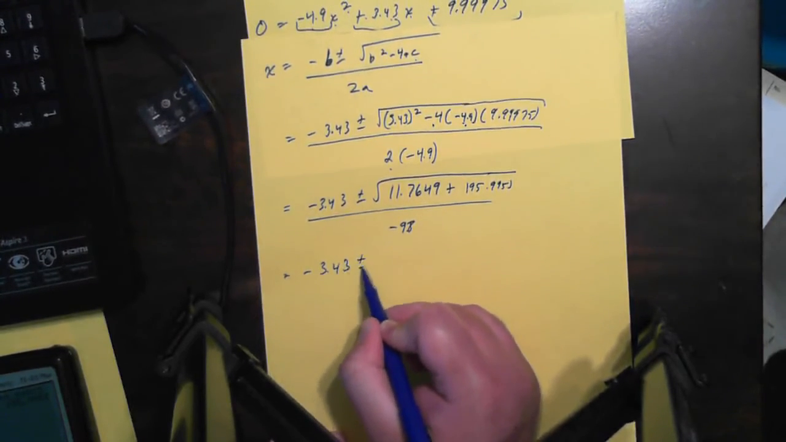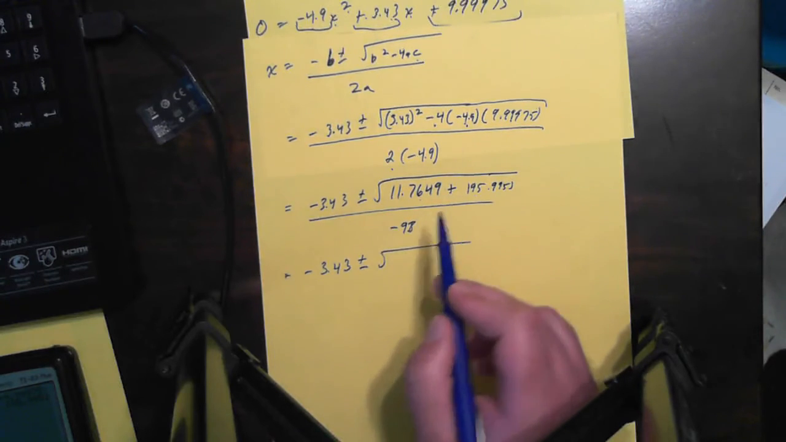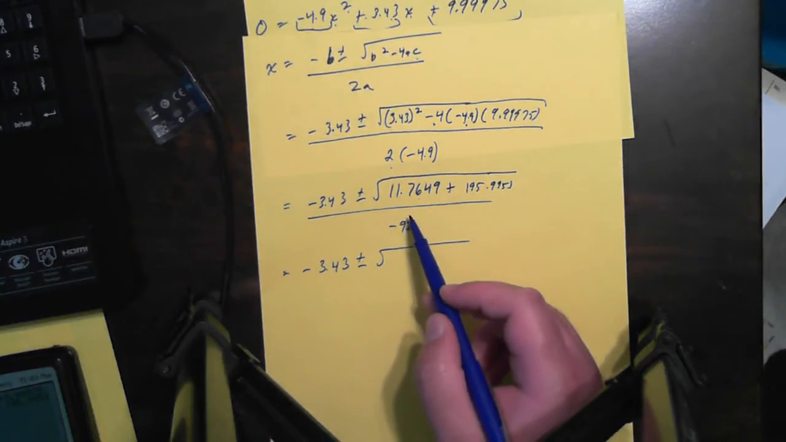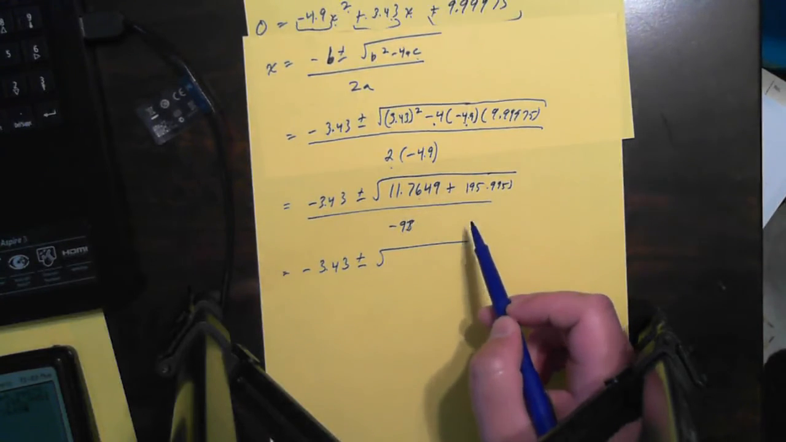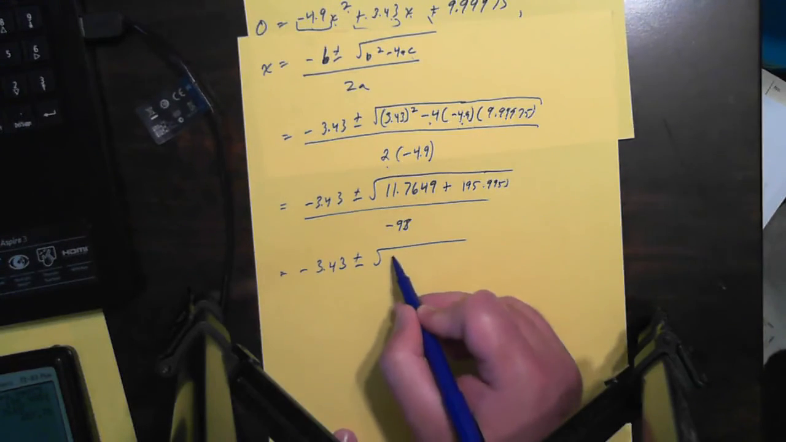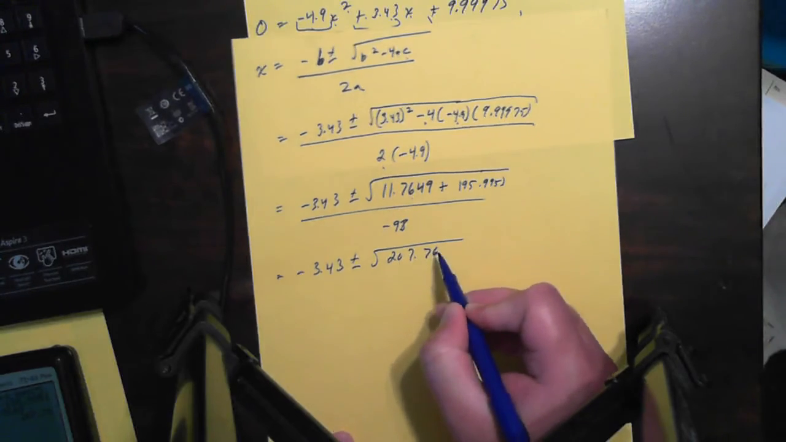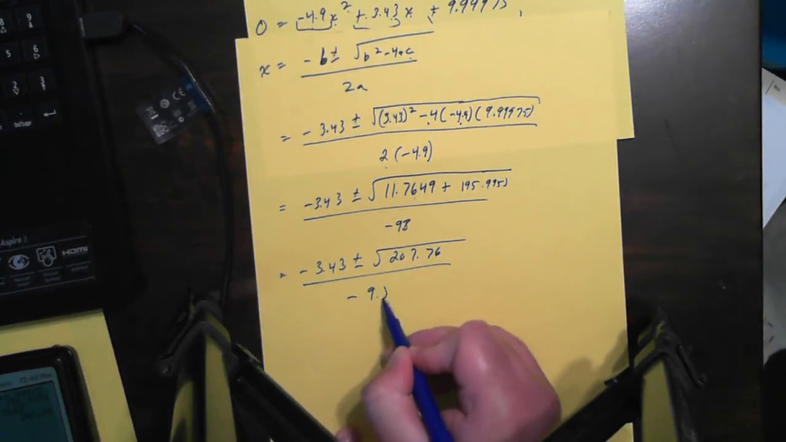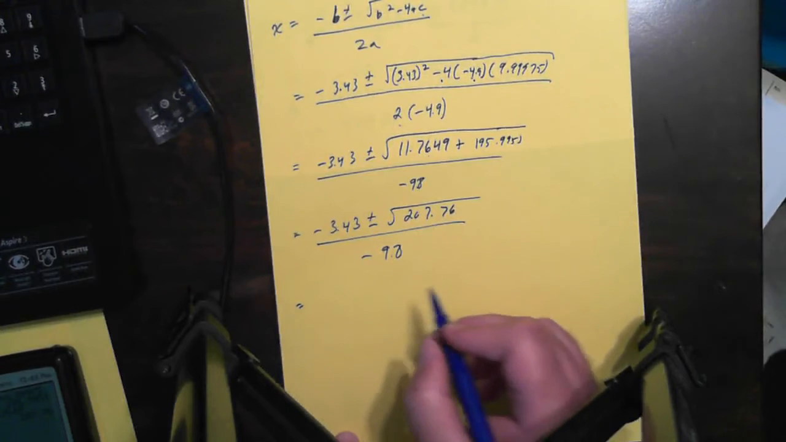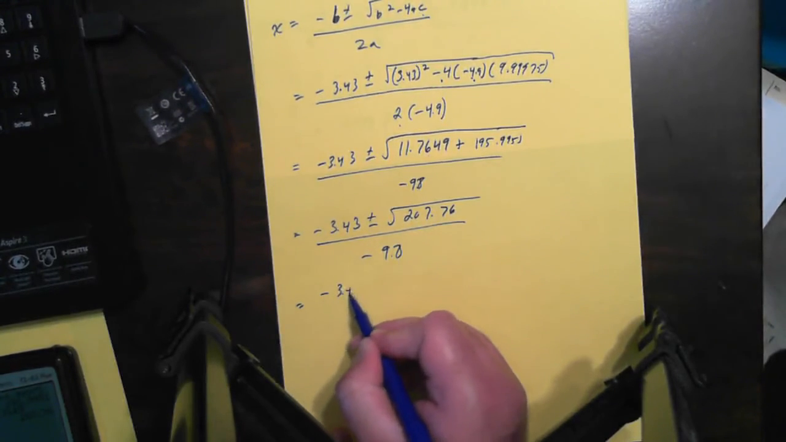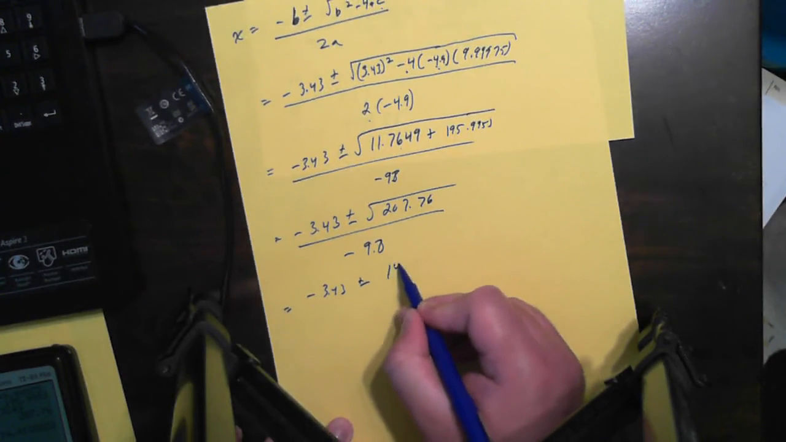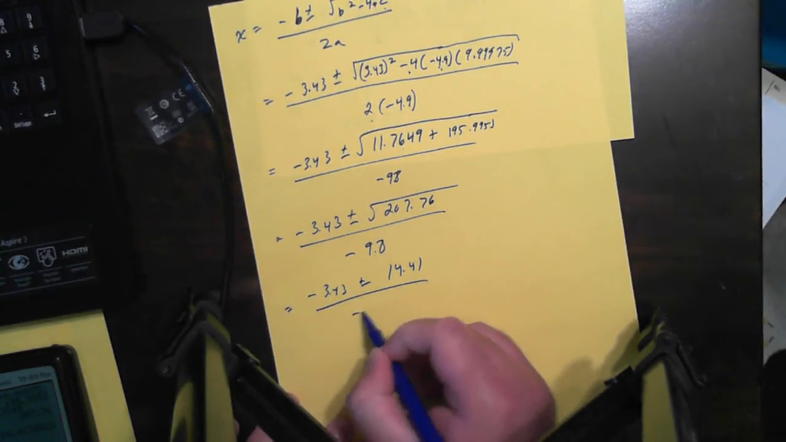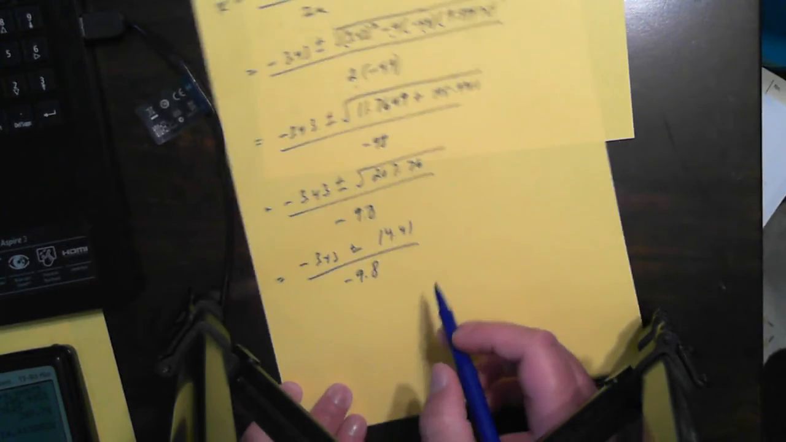Alright, continuing with what's underneath the radical, I'm going to put these two terms together. So it's 11.7649 plus 195.9951. That gives me 207.76. Now, negative 3.43 plus or minus the square root of this, which gives me 14.41, all over negative 9.8.